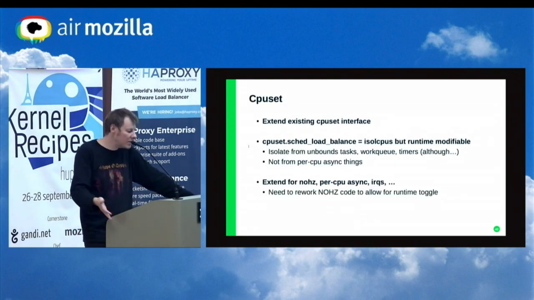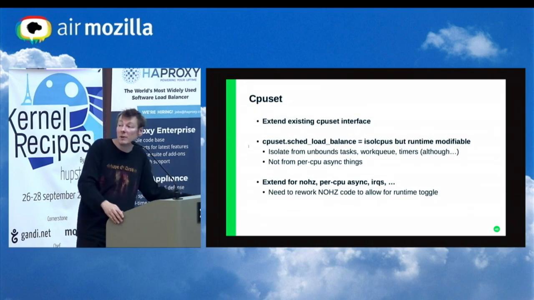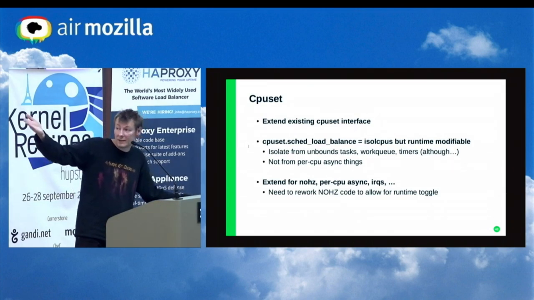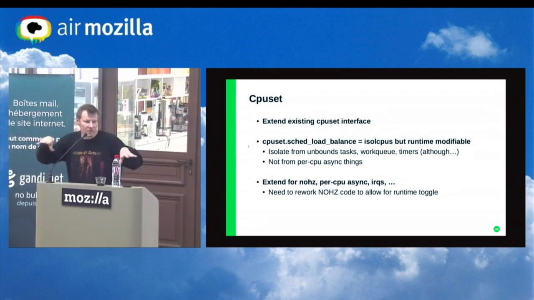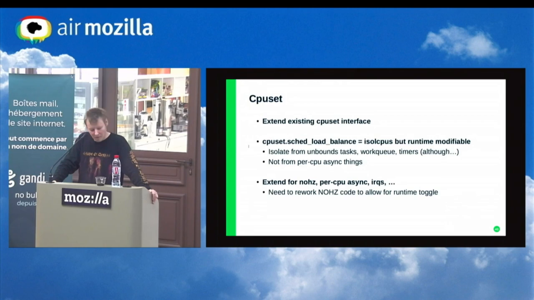The best actually would be to use cpuset because we already have that sched_load_balance file which can isolate from tasks and timers. And well, we would like to extend that to also isolate workqueues, timers, RQs as well, and try to get rid of all the per CPU specific features that make some noise on the CPU. And also nohz would be nice to be handled that way as well.